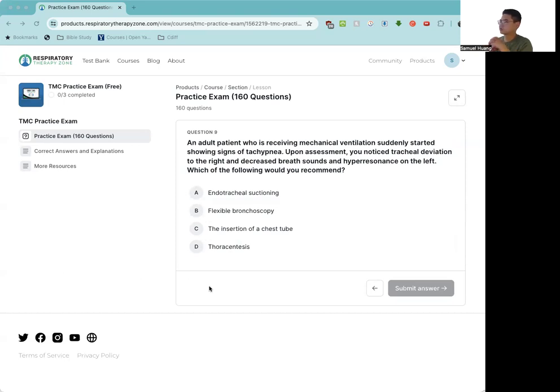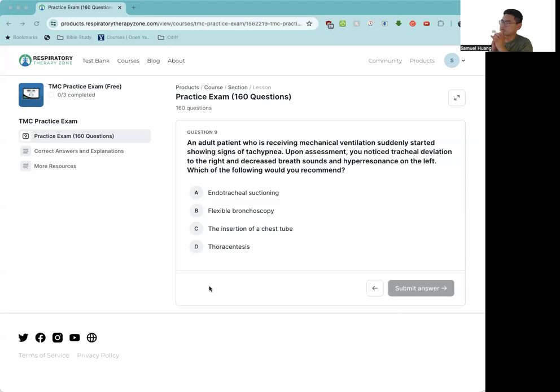So, mechanical ventilation, tachypnea. All right, so the patient is over-breathing the vent. They're spontaneously breathing, tachypnea. Maybe it'll be asynchronous. Maybe we'll have to do something to slow down the rate of breathing. Notice tracheal deviation to the right, decreased breath sounds on the left, and hyperresonance on the left. So looks like the right side, tracheal deviation and hyperresonance on the left.